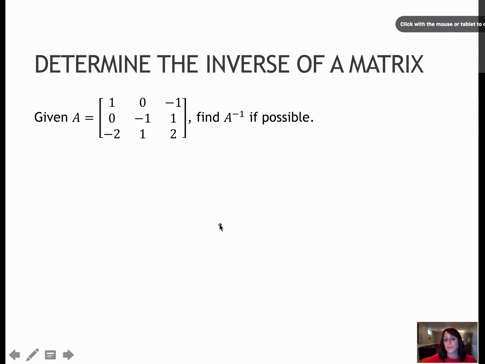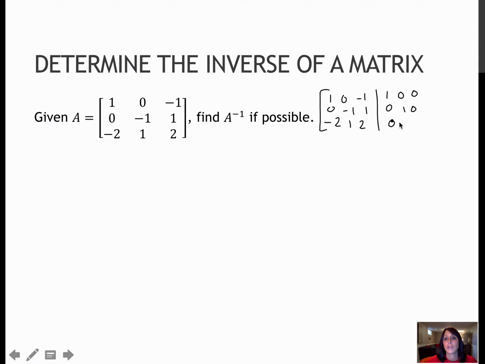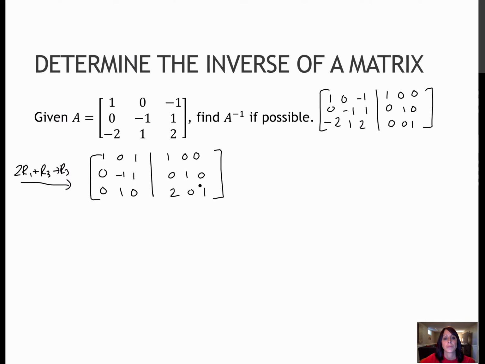Let's try one together. First thing I'm going to do is just write this exactly as it is on the left side. And on the right side, I'm writing the identity matrix. My focus, just as it was before, is to turn the left side into the identity matrix. For instance, my first step might be to take 2 times R1 and add it to R3 to get a new R3, which means R1 and R2 will remain the same. And so I'm one step closer.